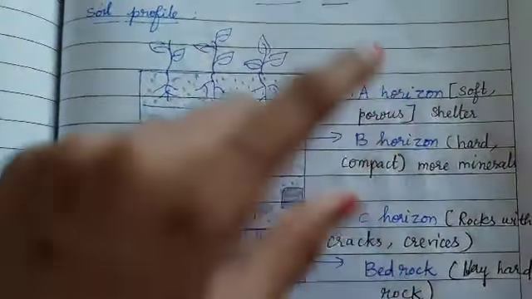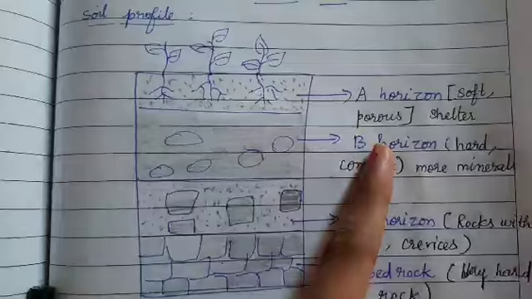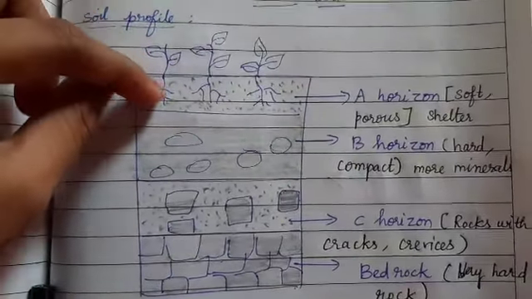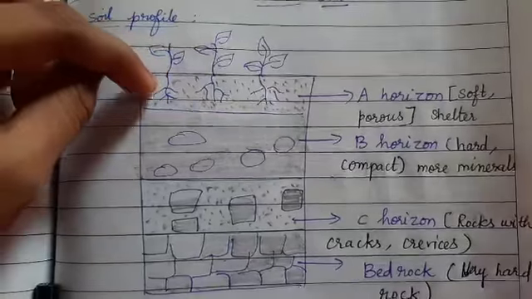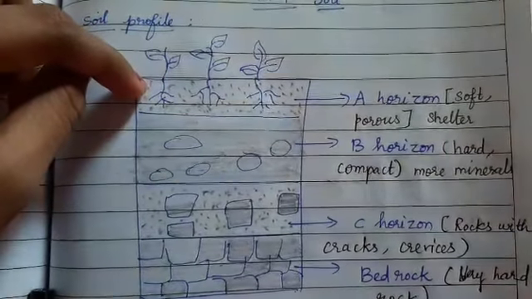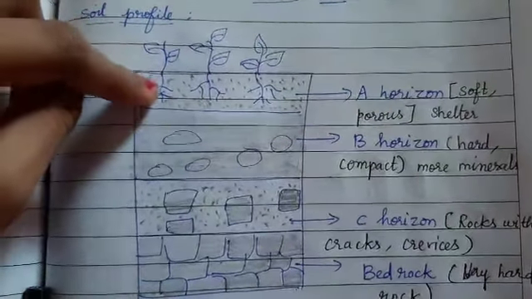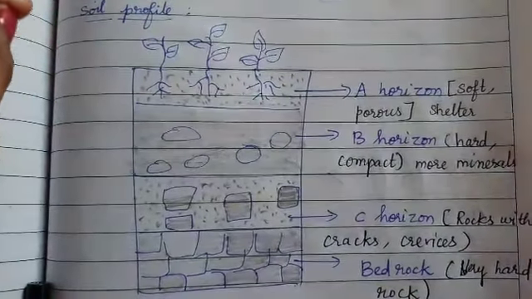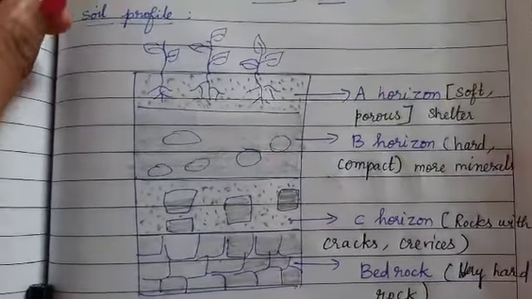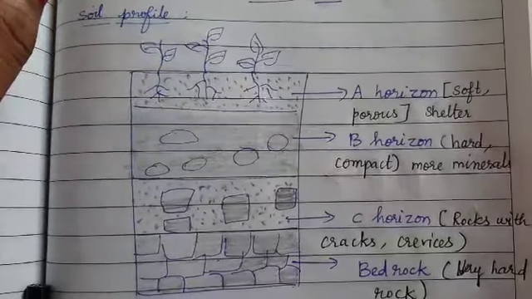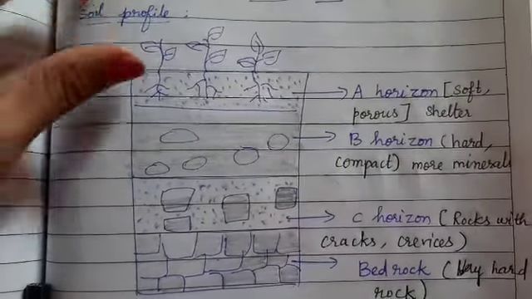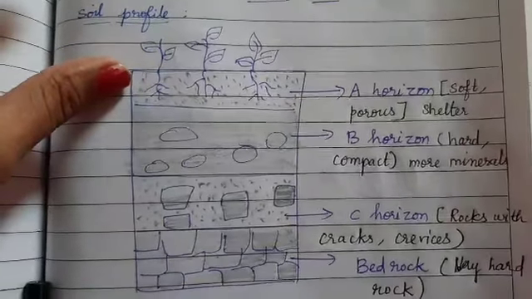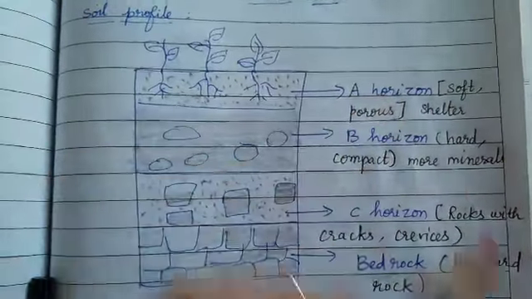So the A horizon will be very soft, porous, and it will have the humus in them. And the roots of the small plants will be present in the top layer. This layer provides shelter for some animals like rabbit, mice, worms, rodents. Some small insects will find shelter in the top layer only. This layer is A horizon.